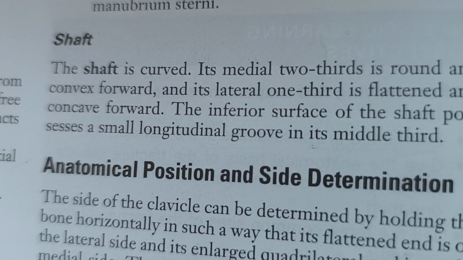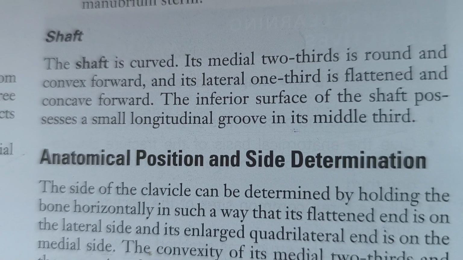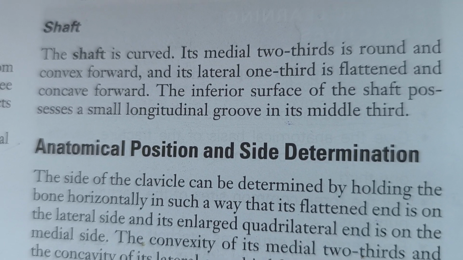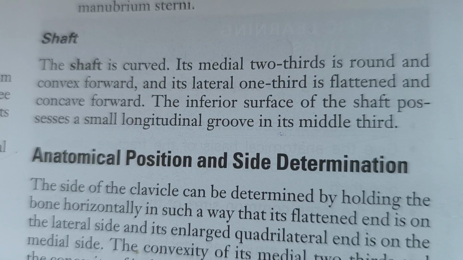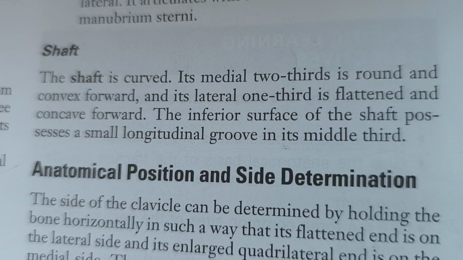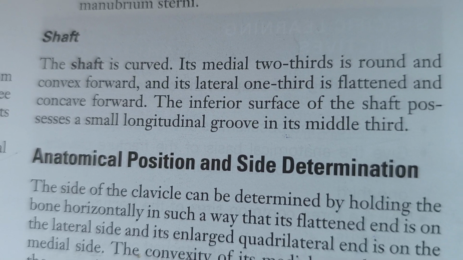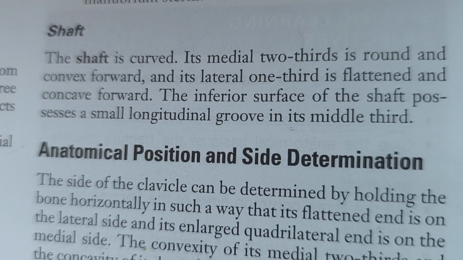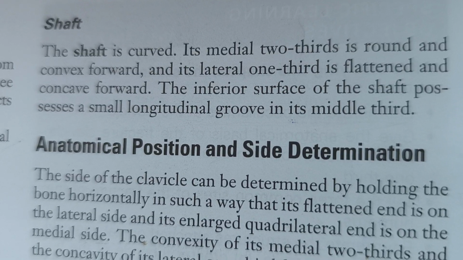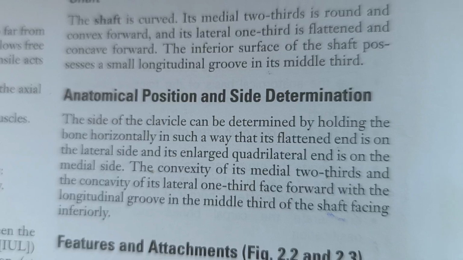Now shaft. The shaft is curved. The medial two-thirds is round and convex forward, and its lateral one-third is flattened and concave forward. So see it visually first. Hold the clavicle in your hand and try to observe it. Then listen to this video to understand it better. The inferior surface of the shaft possesses a small longitudinal groove in its middle third.